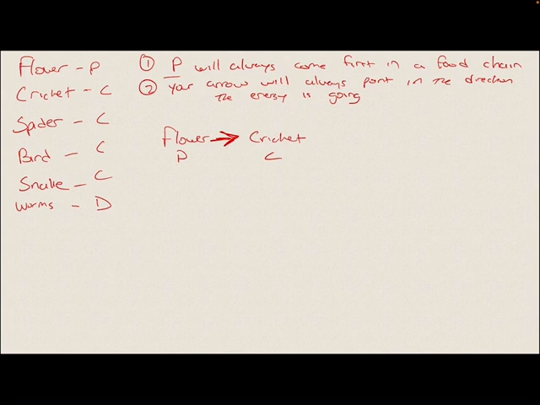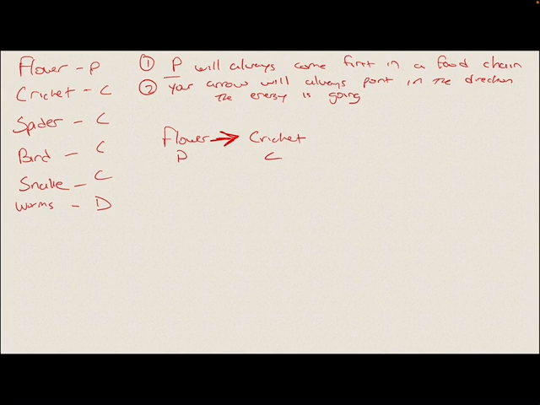The energy always goes toward the organism that is eating. So in this case, the cricket is eating the flower, gaining the energy from the flower, right? So that energy goes to the cricket. So the arrow points toward the organism that is getting the energy.